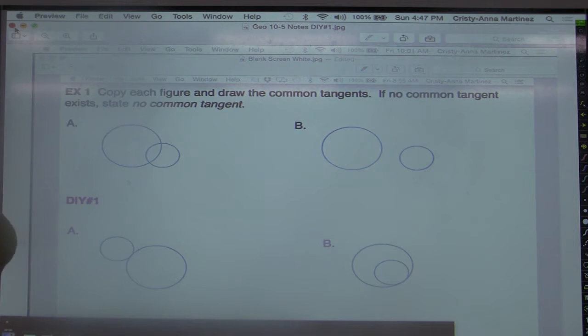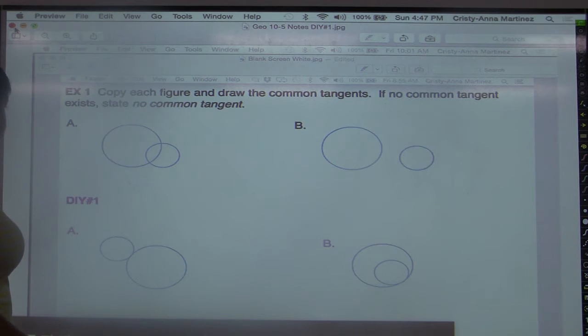And we are being asked to copy each figure and draw the common tangents. If no common tangent exists, then you can state no common tangent. So obviously in my case, I have it kind of easy because I don't have to copy the figure. I can just do it here on the board. You will have to copy the figure onto your paper, just do the best you can.